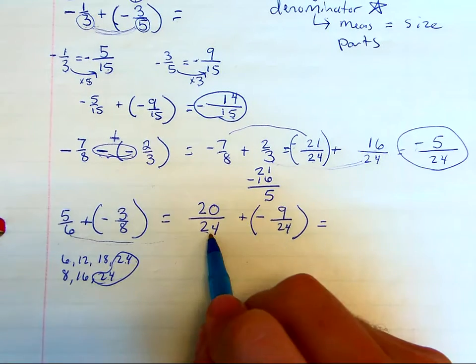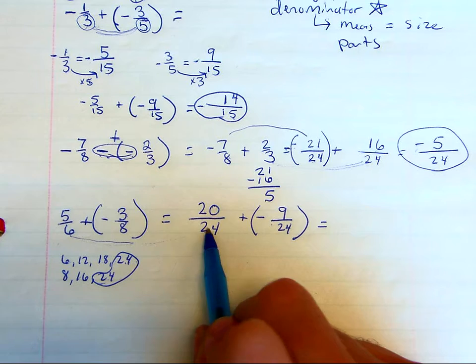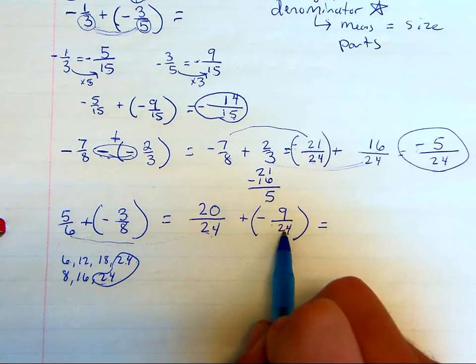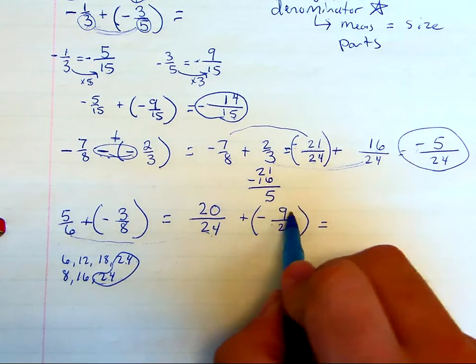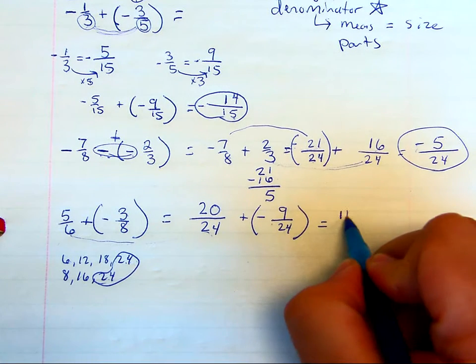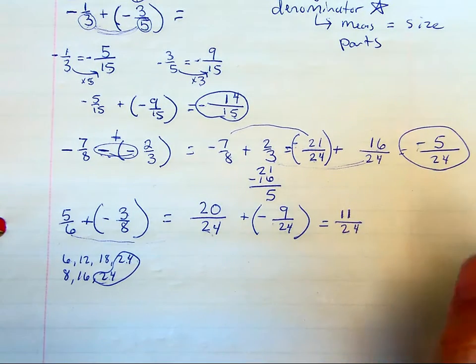I have a positive number and a negative number. There's more positives than there are of the negatives, so my answer has to be a positive. 20 minus 9 is 11, and 24th is what it stays as.